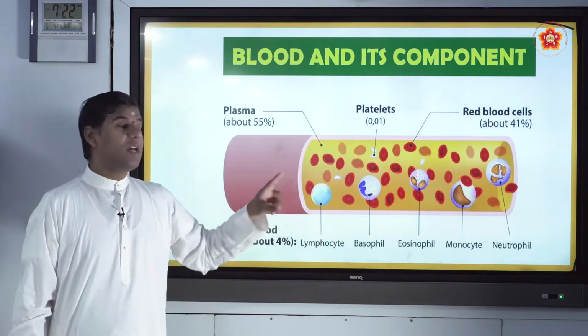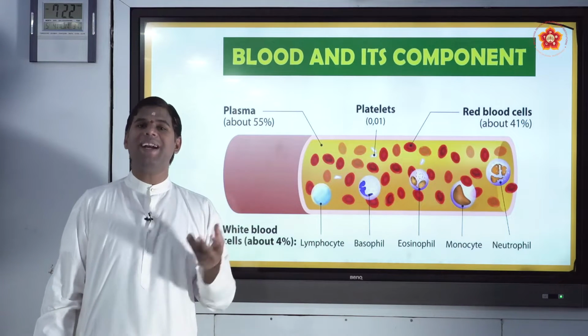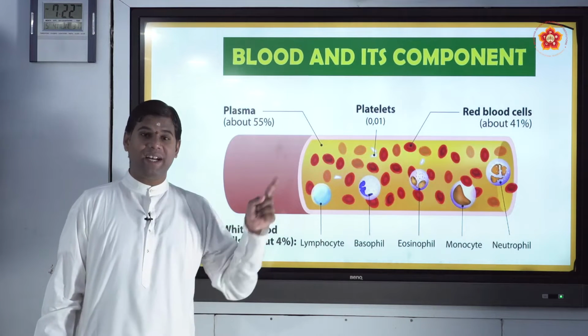So these red blood cells are prepared in the bone marrow of the body. What happens there is those red blood cells are prepared and they contain hemoglobin. Why does it look red? Because of the component or pigment called hemoglobin. That's why it looks red.